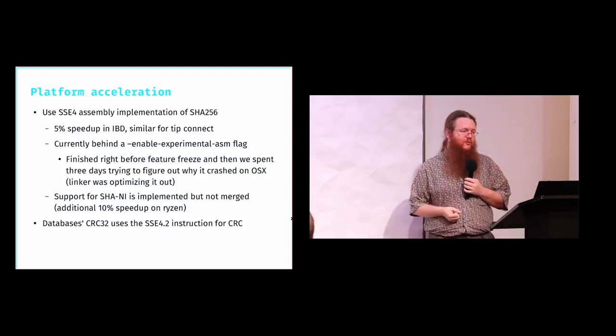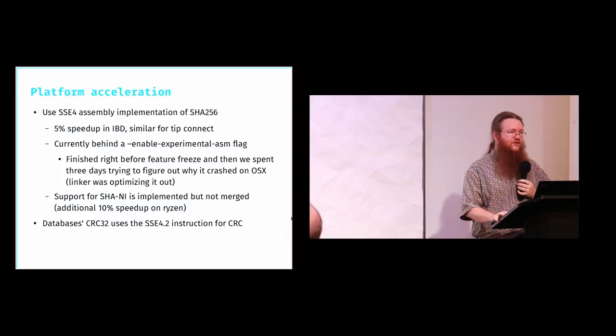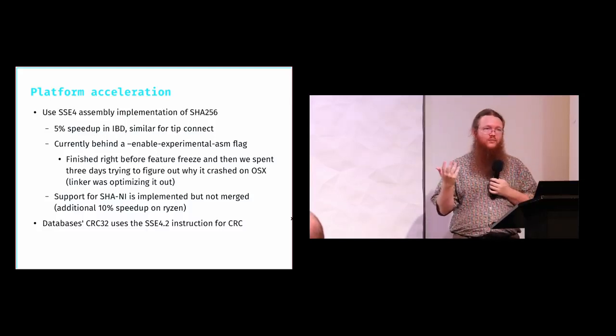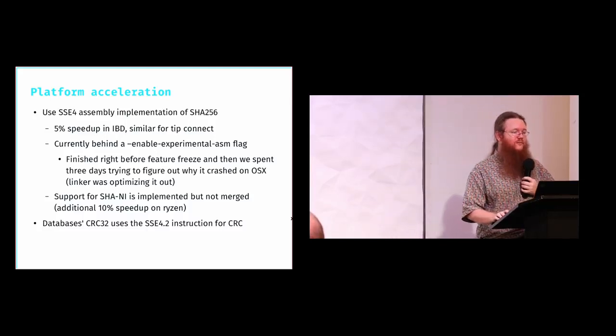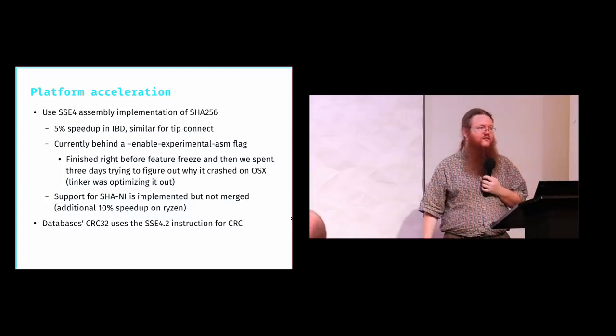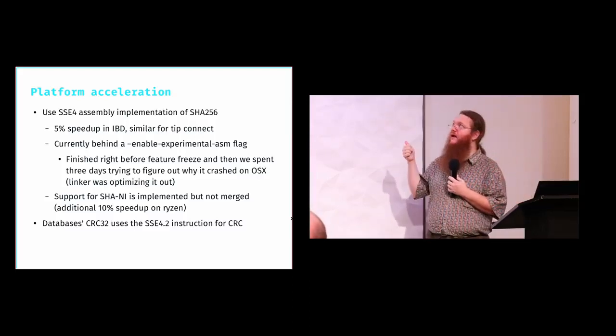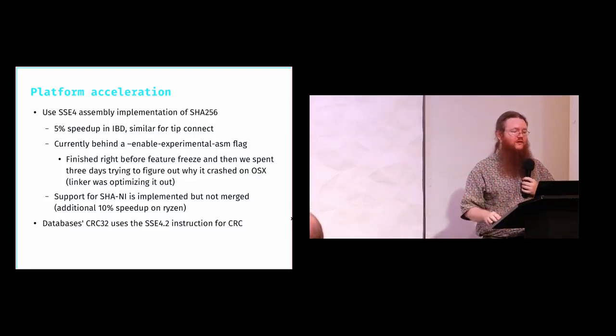We've also implemented support for the SHA native instruction support. And this is a new instruction set to do SHA with hardware acceleration that Intel announced and then so far has really not put in any of their products. It's supported in like one Atom CPU and none of the interesting Intel CPUs. But the new AMD Ryzen stuff contains that instruction, and the use of it gives another 10% speed up in initial block download for those AMD systems. We also made the backend database, which uses CRC32 to detect errors in the database files, use the SSE4.2 instruction for CRC.